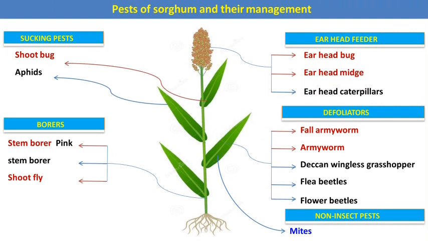The next category is defoliators. Defoliators are the pests which feed voraciously on the leaves and defoliate the plants. The next and last category is non-insect pests. Here it is the mites. It is a non-insect pest because it does not belong to the class Insecta. Let us see one by one.